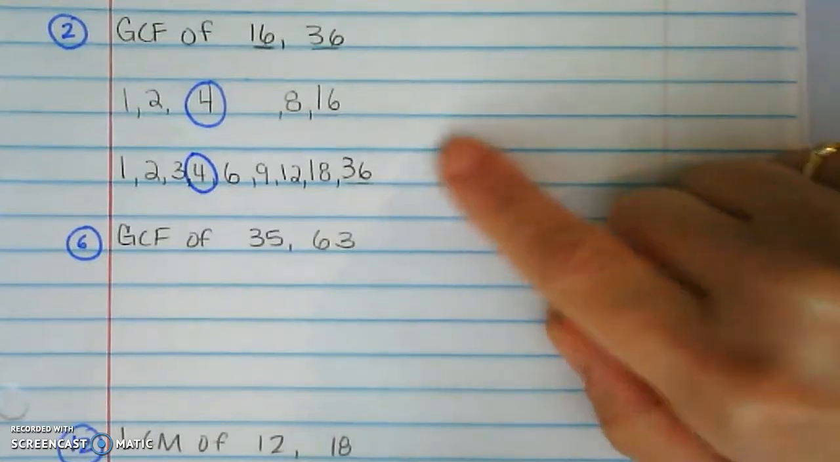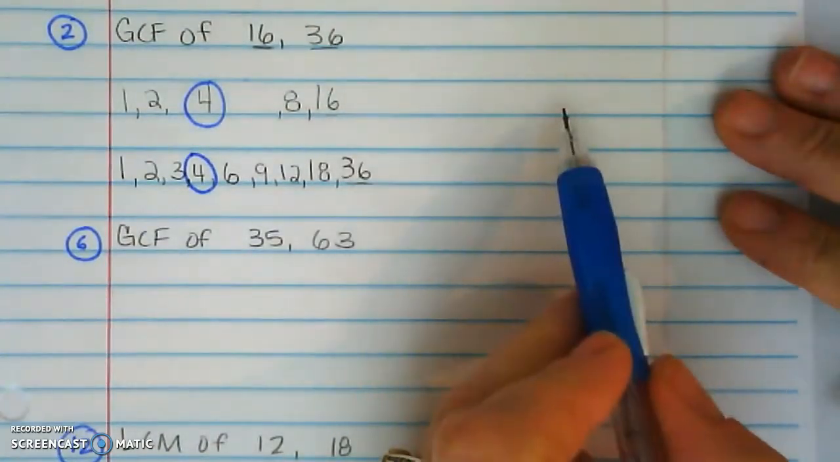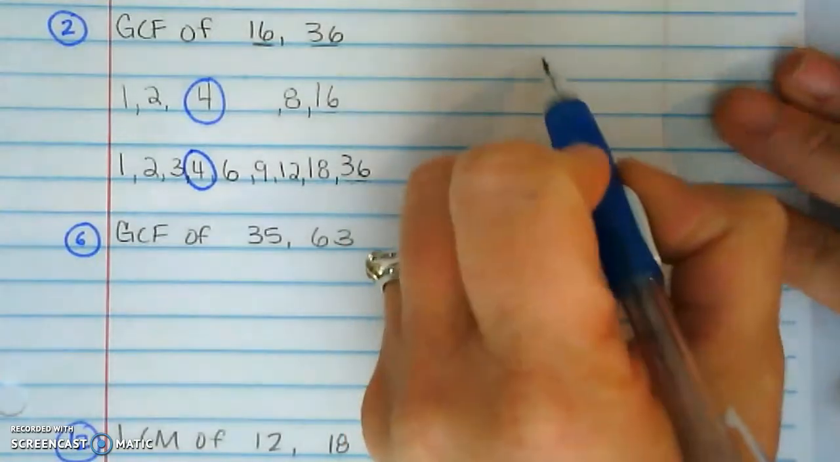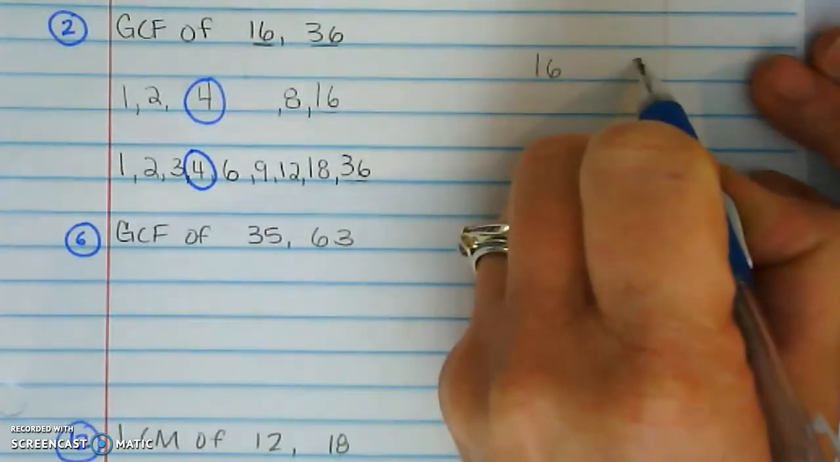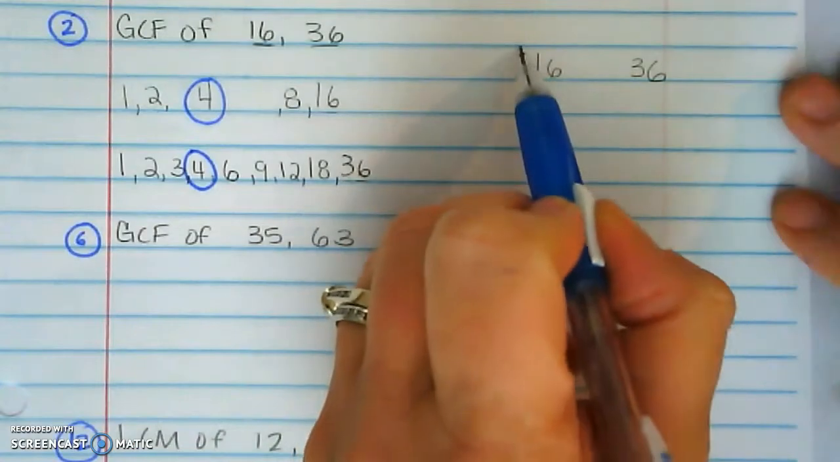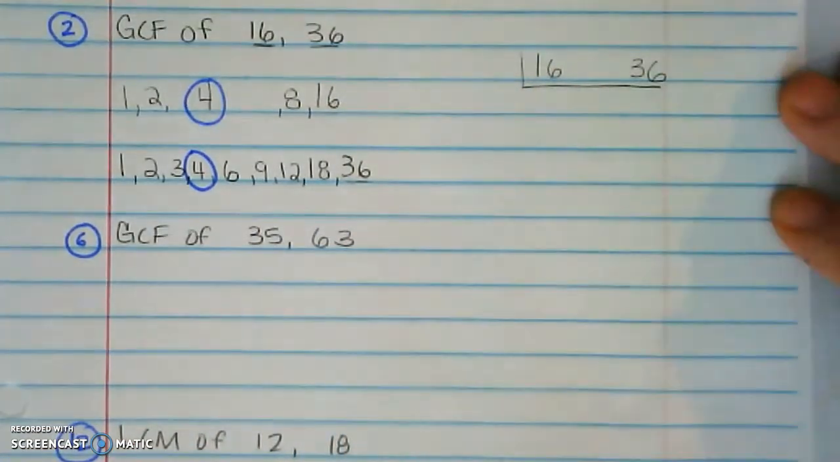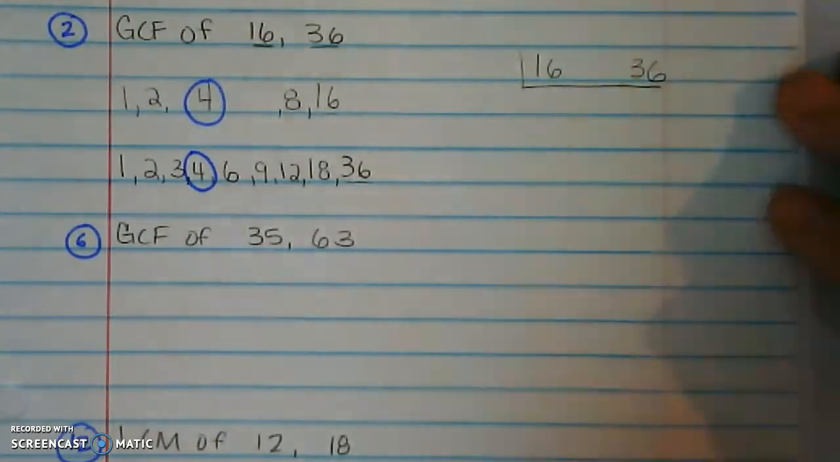Well, maybe you don't like the way of making the list. So let's look at finding that a different way, and you can just pick the one that you like best. So here I'm going to write those two numbers, 16 and 36. And if you remember what we did in class, we put a little bar underneath them to separate it from the rest of our workspace.